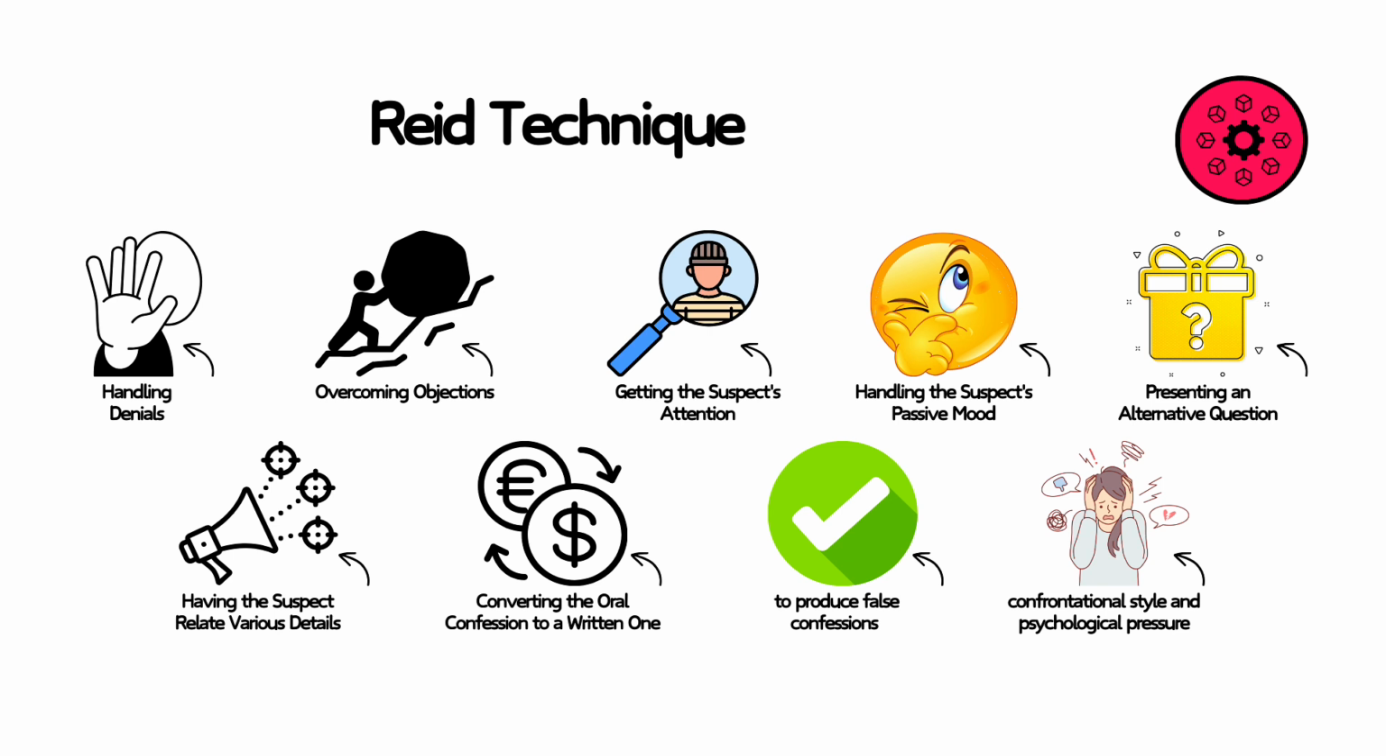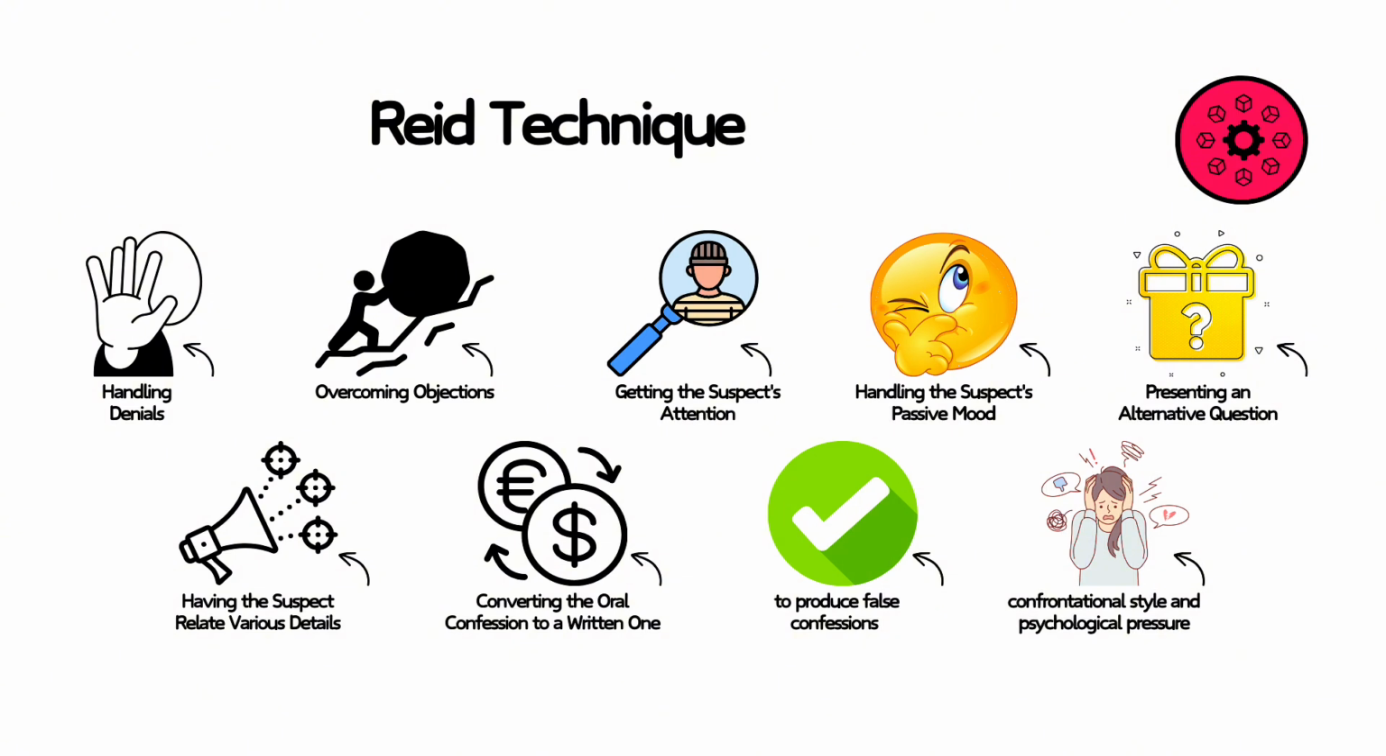Getting the suspect's attention. The interrogator tries to get the suspect's full attention, often by appearing more understanding and sympathetic. Handling the suspect's passive mood. The interrogator encourages the suspect to focus on the moral justification and admit to the crime. Presenting an alternative question. The interrogator offers 2 scenarios, both of which imply guilt, but one is more socially acceptable. Having the suspect relate various details. The suspect is asked to recount the details of the crime, solidifying the confession. Converting the oral confession to a written one. The final step involves getting the suspect to formally document their confession.